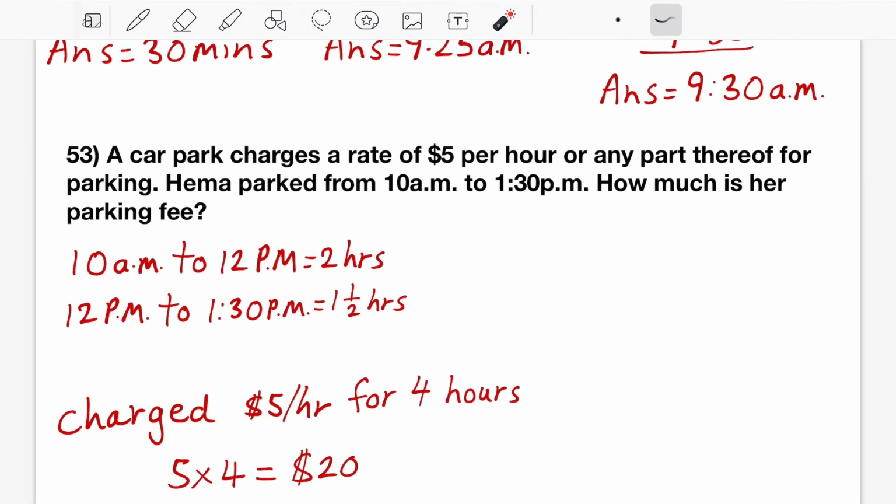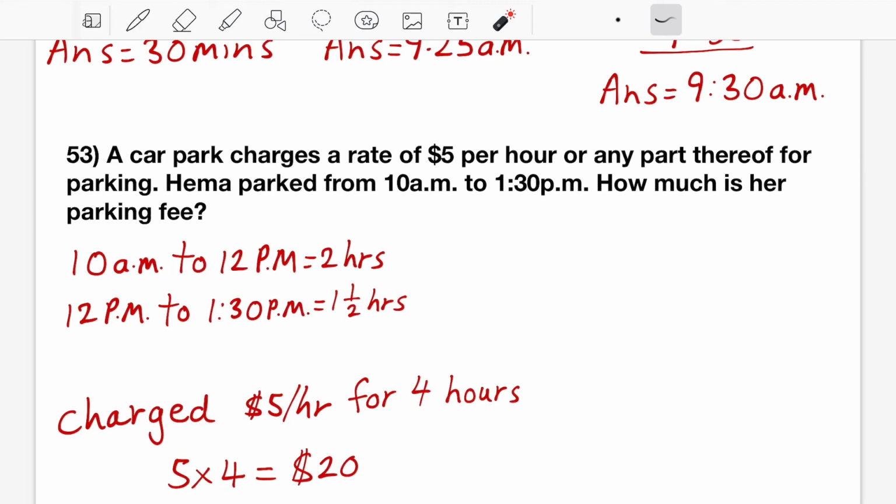So for parking, we have $5 per hour or any part of an hour. Any part thereof simply means that if you park for 15 minutes, you still have to pay for the hour. Half an hour, you still have to pay for the hour. 45 minutes, you still have to pay for the hour. So if you park for a whole hour or part of the hour, you still have to pay the $5 rate.